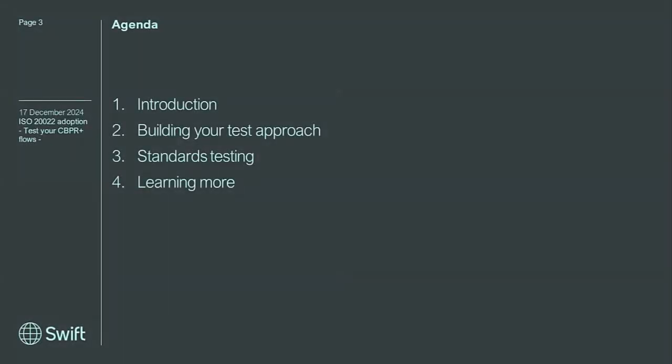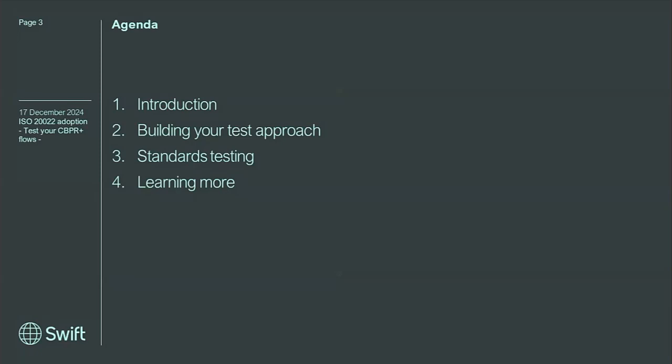So agenda for today, what have we got for you? We'll start with a short introduction with an overview of the main timelines for the cross-border payments migration. So which messages are in scope? By when do you have to migrate them? And where do you need to start? So what should be your priority? Which messages should you be focusing on?